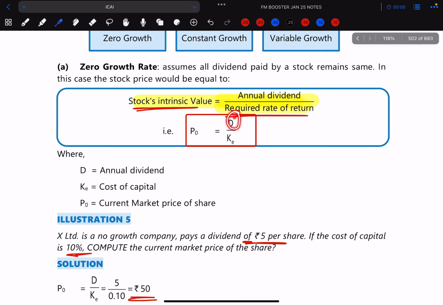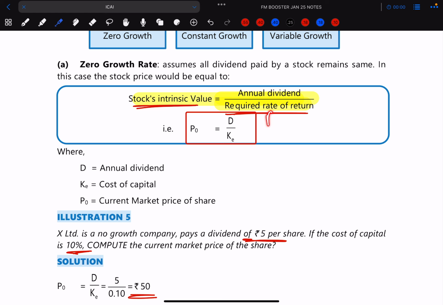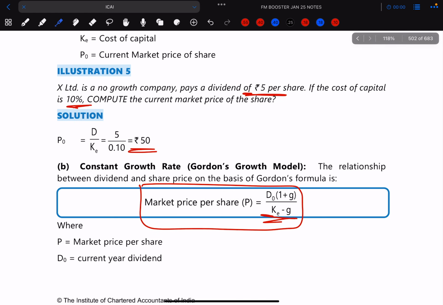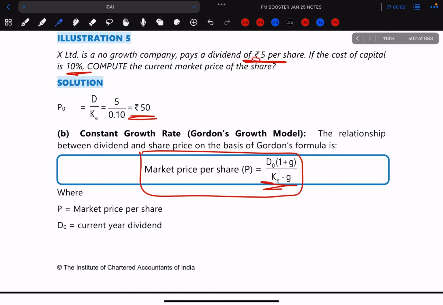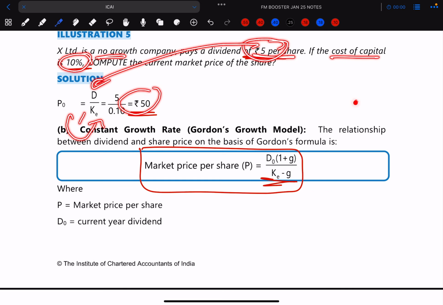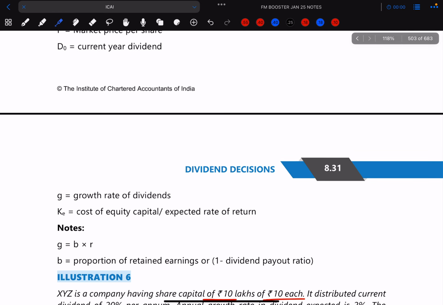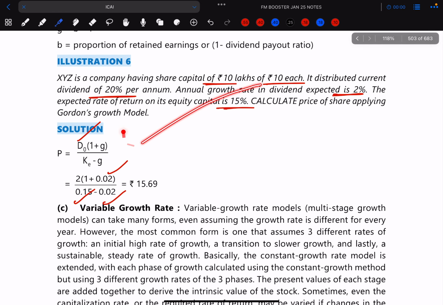This one also we have studied. When there is zero growth rate, or no growth, the price is D divided by K. When there is constant growth, in that case it will be D1 divided by K minus G. In this case there is no growth, 5% share, that is simply D, and the cost of capital is 10%. This constant growth we have already studied before, and just put this in the formula, bro.